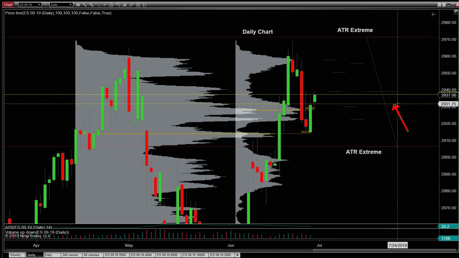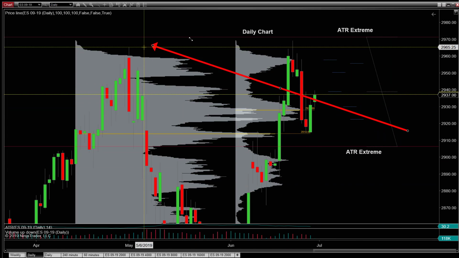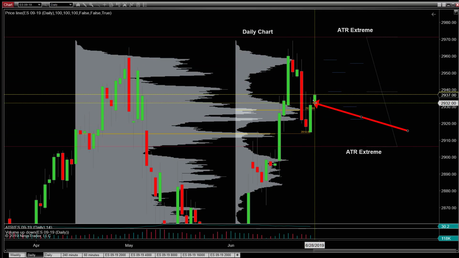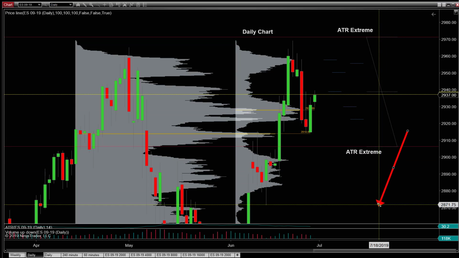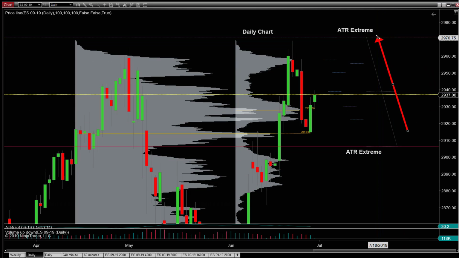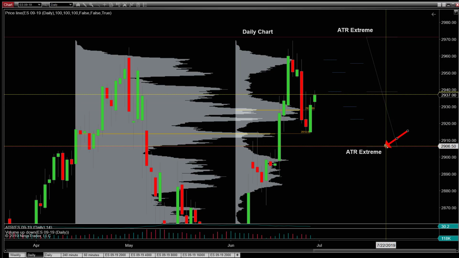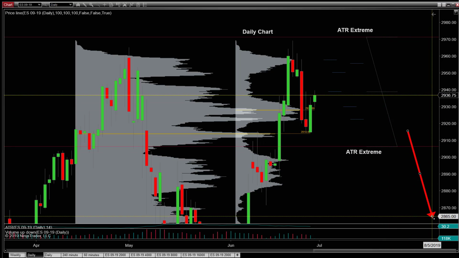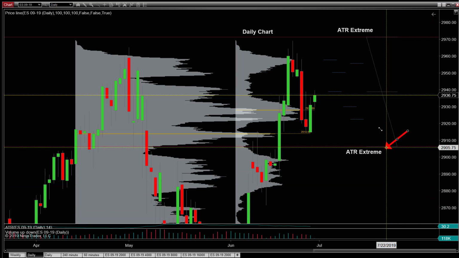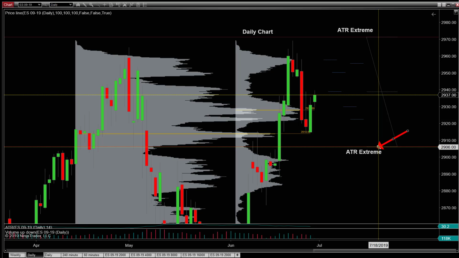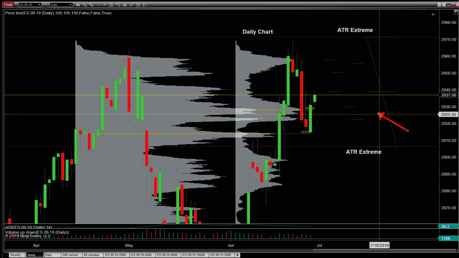Looking at the daily, we get a little bit more fidelity in the shape of the candles. We picked the range that we are going to trade within, which is the ATR. The average true range on the daily is 30. That gives us a top range of 29.71 and a bottom range of 29.06.